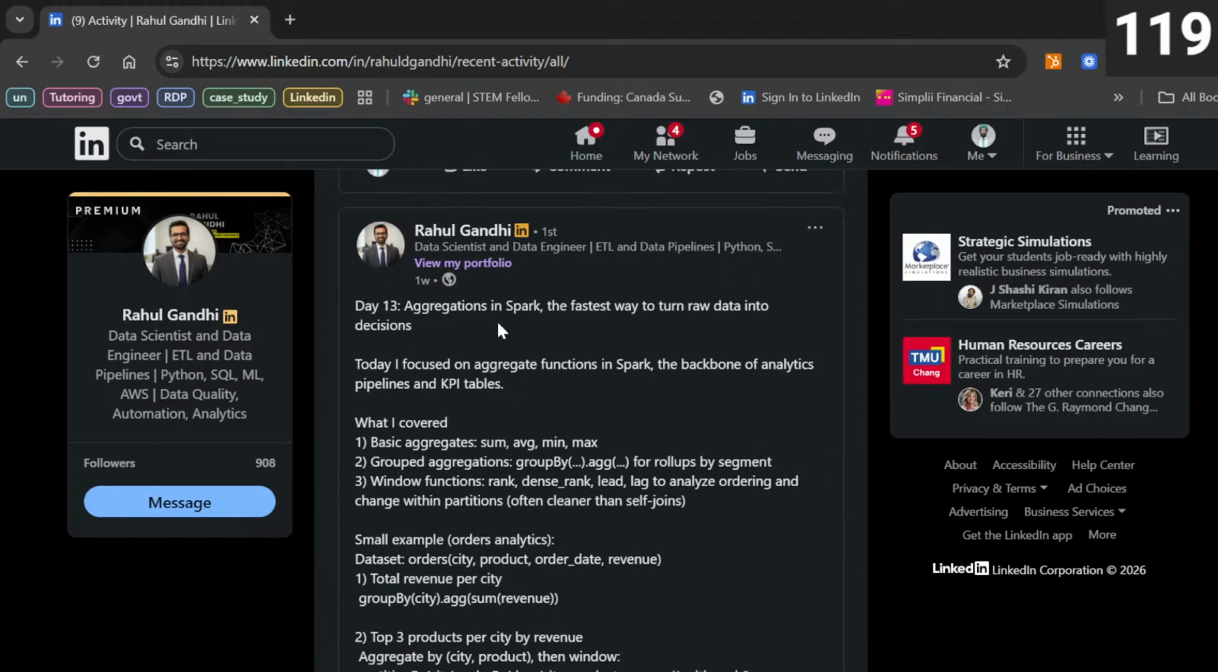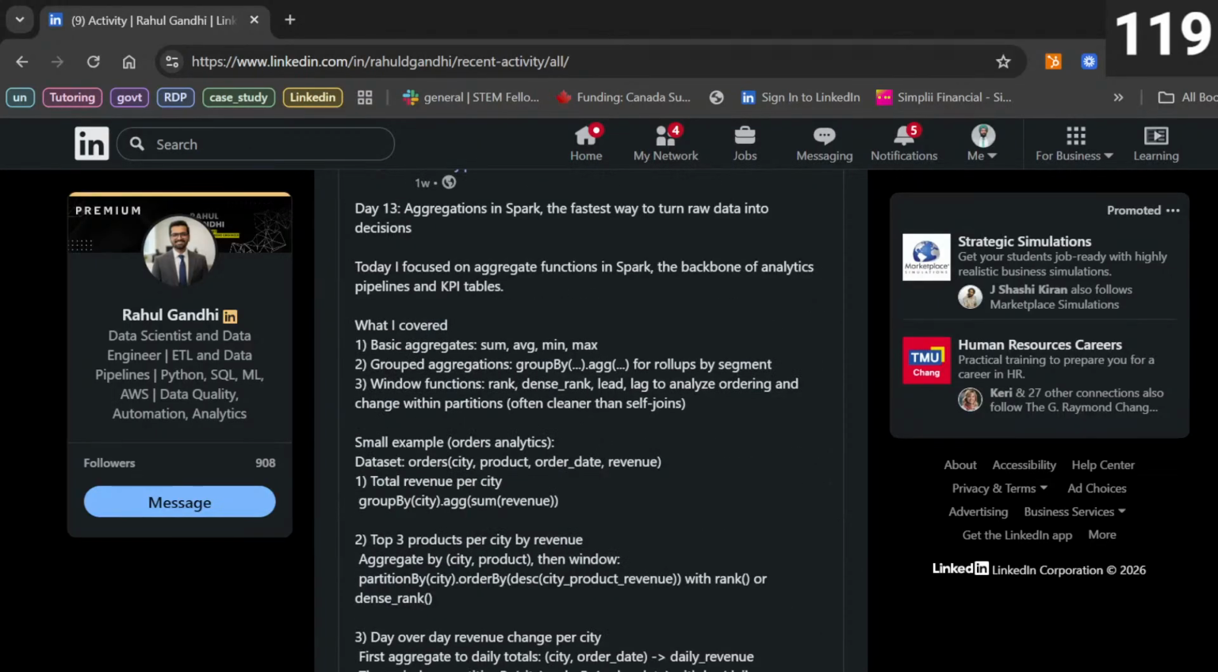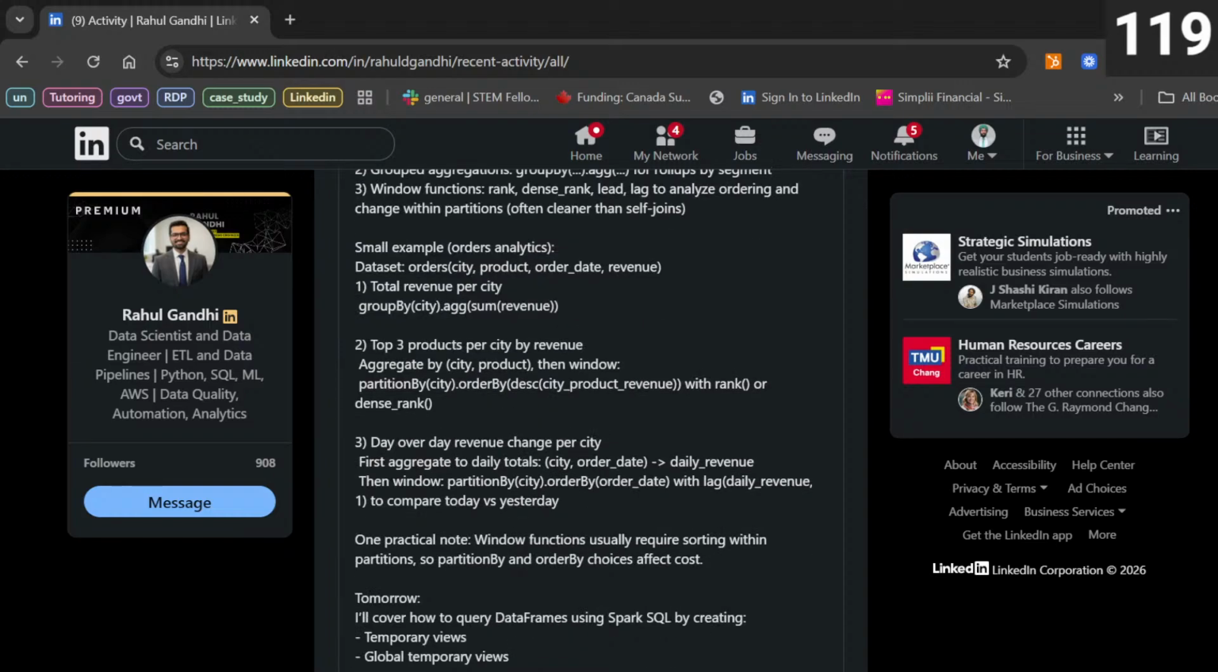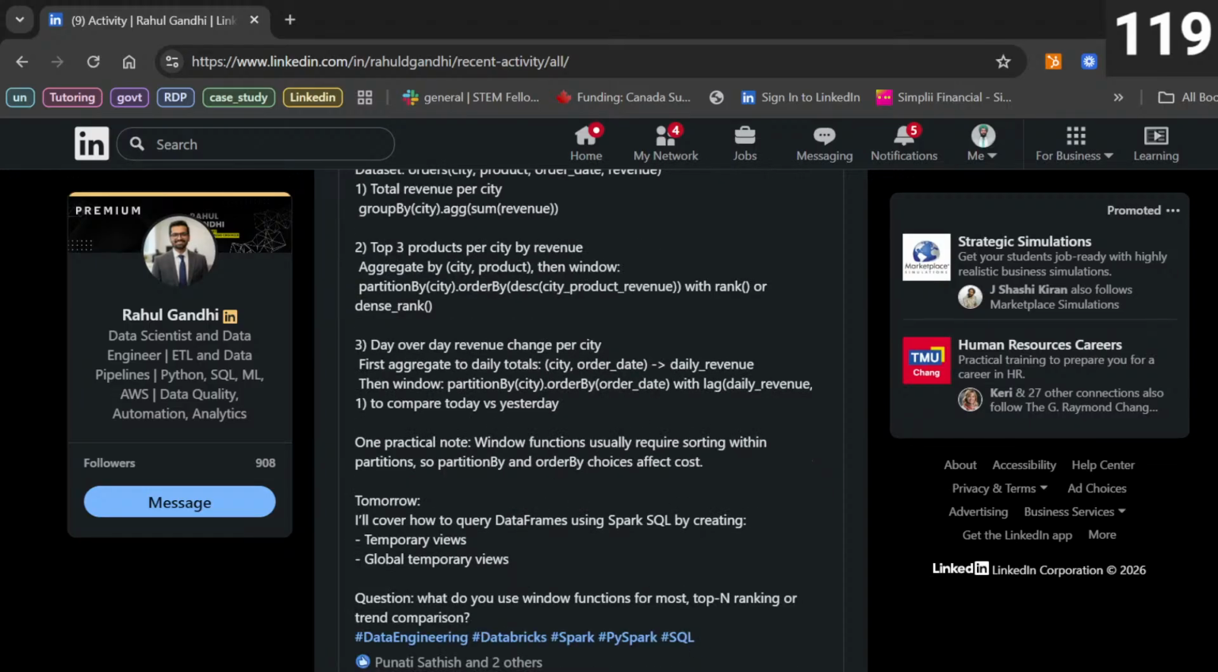Okay. Aggregate functions. The fastest way to turn raw data into decisions. Focused on aggregate functions in Spark, the backbone of analytics pipelines and KPI tables. Basic aggregates: sum, average, min, max. Grouped aggregations: groupBy and agg for rollups. Window functions with small examples: total revenue per city, top 3 products, aggregation with partitions, day-over-day revenue.